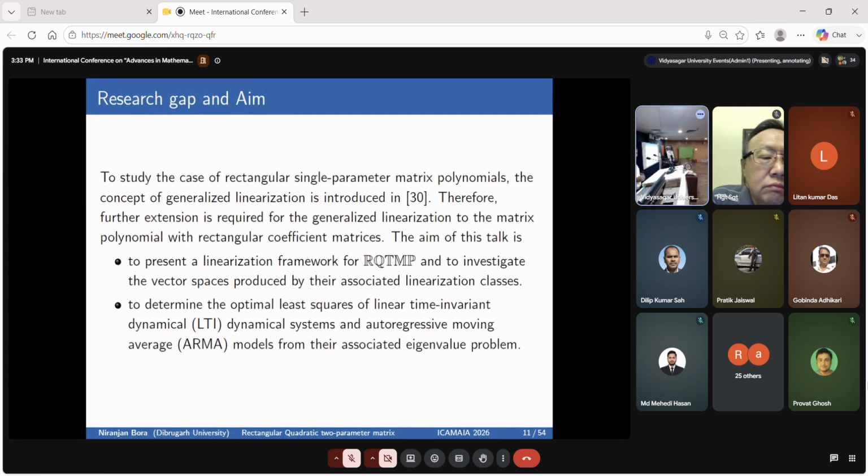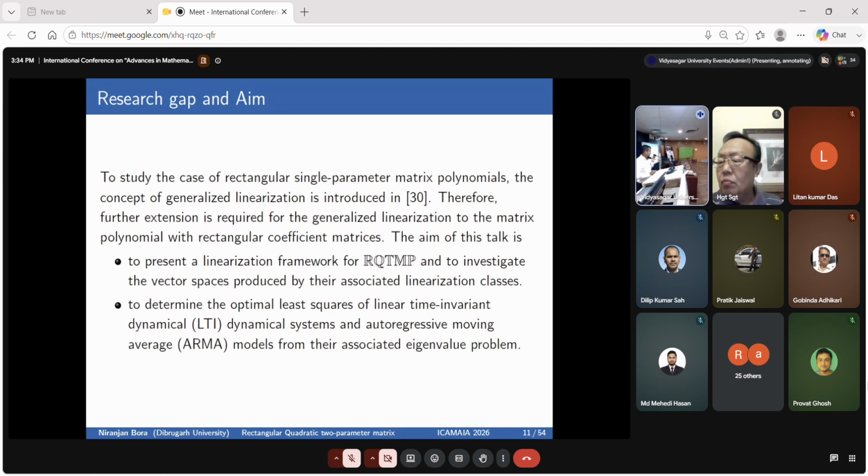So already I explained that in the case of a rectangular single-parameter polynomial, the concept of generalized linearization is introduced. This concept has already been used for single-parameter matrix polynomials. Therefore, further extension is required to develop the generalized linearization for matrix polynomials consisting of two parameters. But here we have considered the rectangular case also. So our aim is to present a linearization technique for the rectangular quadratic two-parameter matrix polynomial, to investigate the vector space produced by the associated linearization classes, and to determine the optimal square linear time invariant dynamical system and autoregressive moving average model from the associated eigenvalue problem.